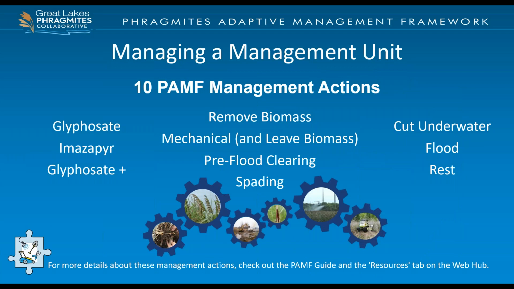There are 10 management actions that PAMF's model is designed to learn from, which were exhaustively vetted by the technical working group. We recognize that these are not the only Phragmites management actions out there, but they are some of the most common. They're also the management actions from which PAMF's predictive model is designed to learn. So any recommendations you receive will be comprised of a combination of these 10 actions.